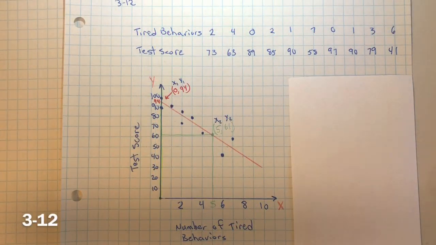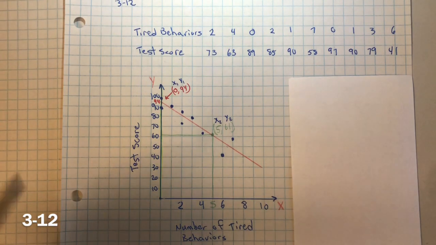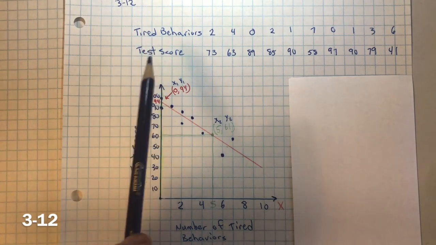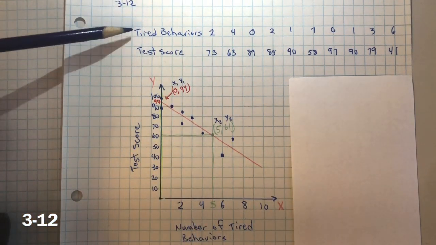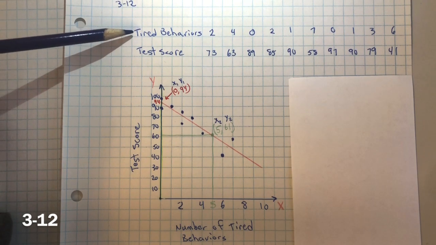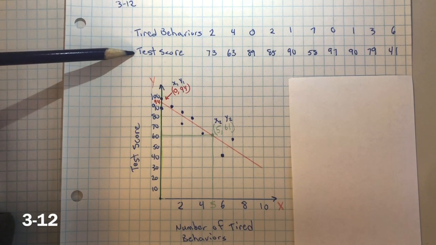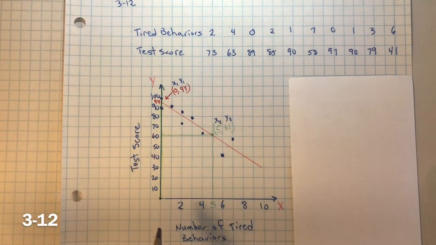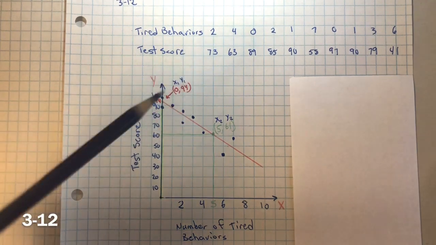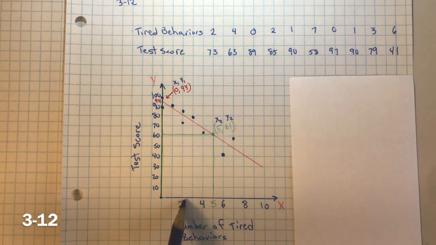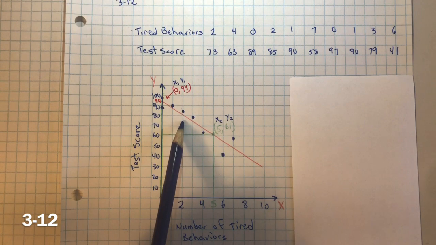Problem 3.12. First, we need to make a scatter plot on graph paper and draw the line of best fit. Then determine the equation of the line of best fit. So here's the data from the table. This is the input, this is the output. The x variables, the y variables. So we have 2 on the x, 73 on the y.